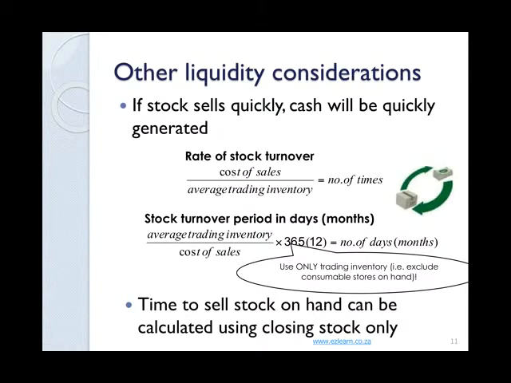The time to sell the stock on hand can also be calculated using the closing stock only. In other words, if you are asked how long do you expect the current stock to last, you use your closing stock in this calculation and you will then know how long it will need to be before you need to buy new stock.